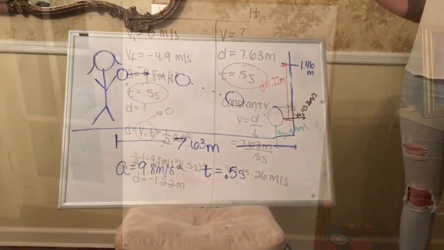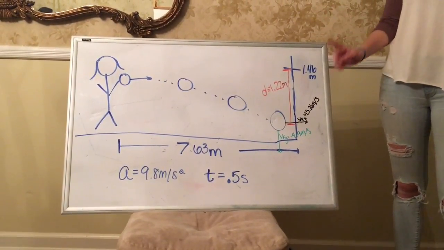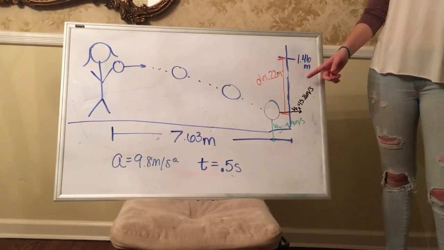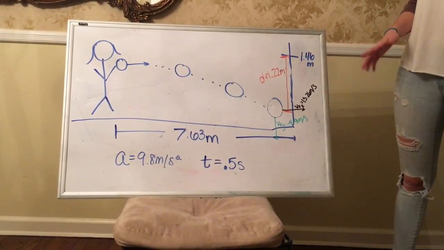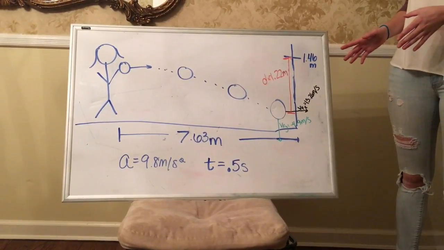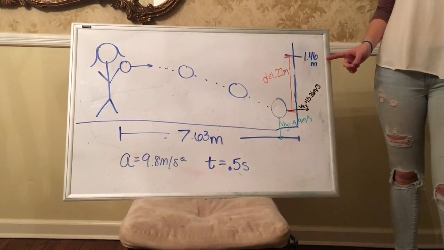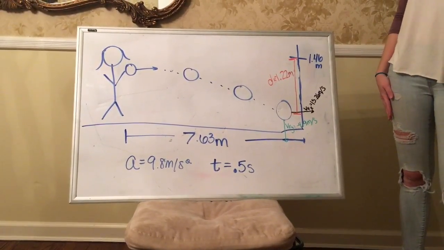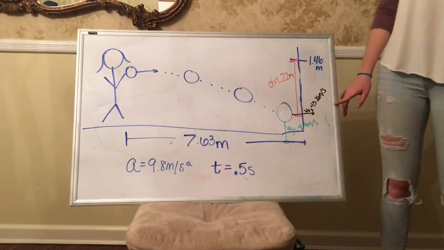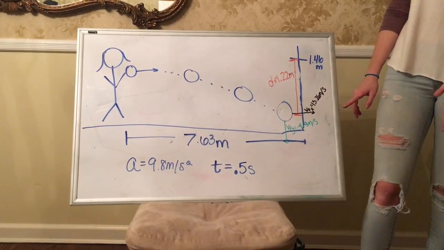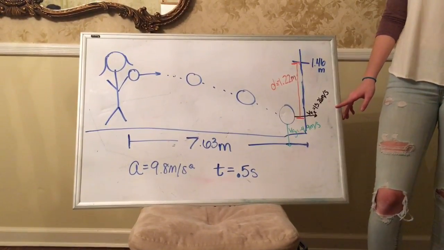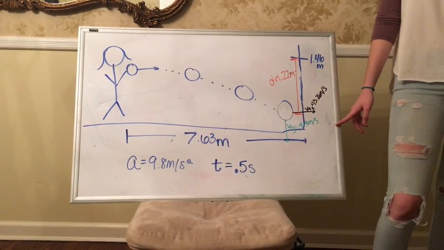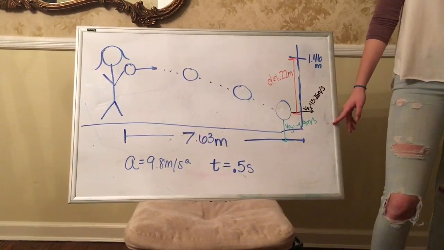So to conclude, we found that the vertical displacement of the egg was negative 1.22 meters. This basically means that from the starting point that the egg was thrown, which is 1.46 meters, the egg fell to a height of 0.24 meters above the ground. It was also found that the final horizontal velocity was 15.26 meters per second, and the final vertical velocity was negative 4.9 meters per second.